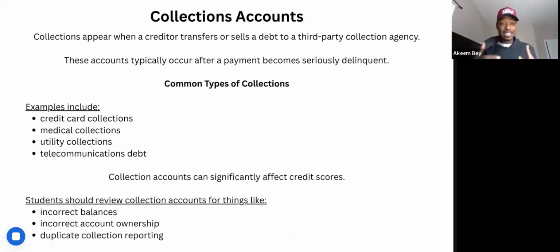So when it comes to collections accounts, collections appear when a creditor transfers or sells that debt to a third party collection agency. And these accounts typically occur after a payment becomes seriously delinquent. Common types of collections are for credit cards, medical debt, utilities, telecommunications like a cell phone bill, or even evictions. Collections accounts can significantly affect your credit score. The things that you need to review on collections accounts are things like incorrect balances, incorrect account ownership, duplicate collection reporting, and other types of inaccuracies that you can find on that particular account.